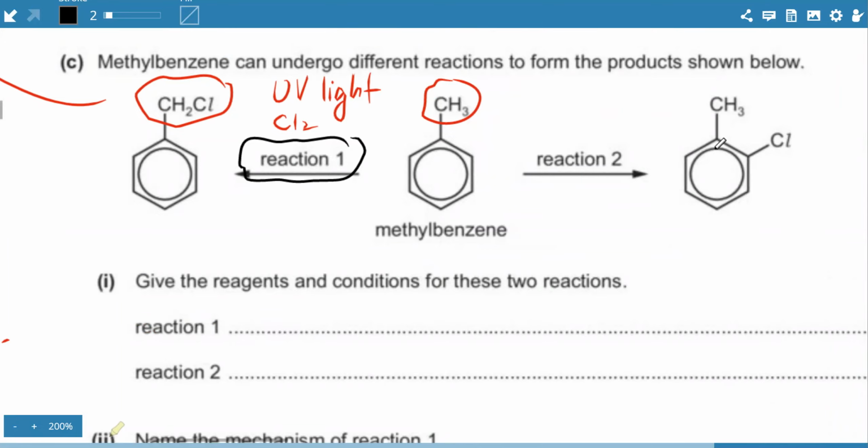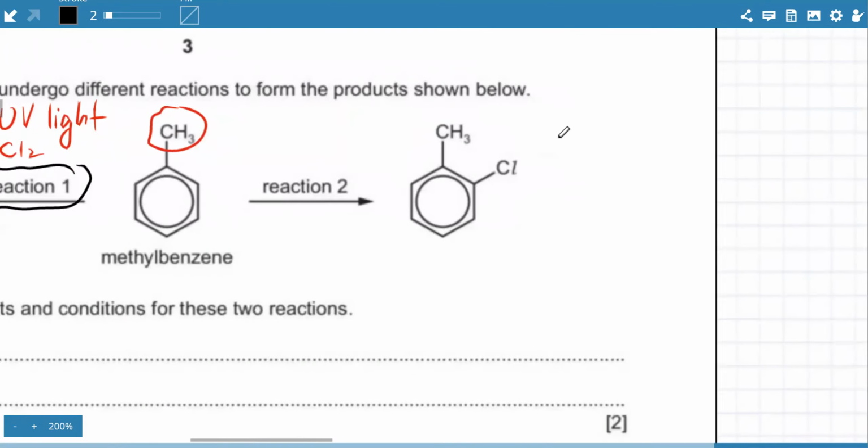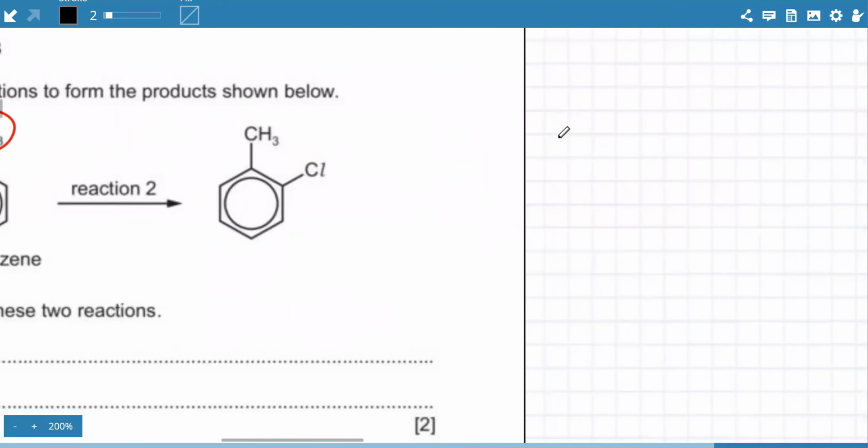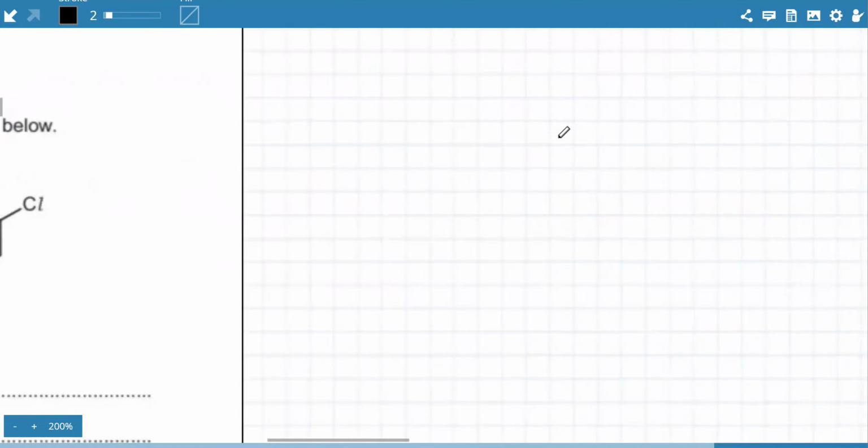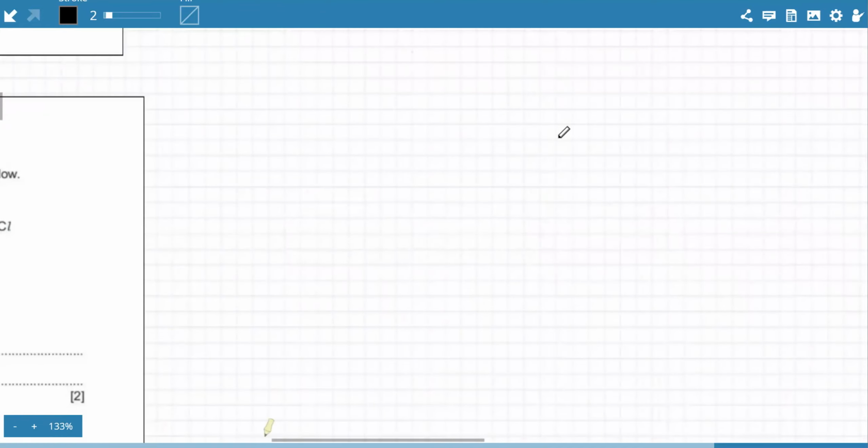The other is the reaction of benzene, specifically benzene. How would you put a Cl in the benzene structure? The reaction of benzene is called electrophilic substitution. That was electrophilic substitution.